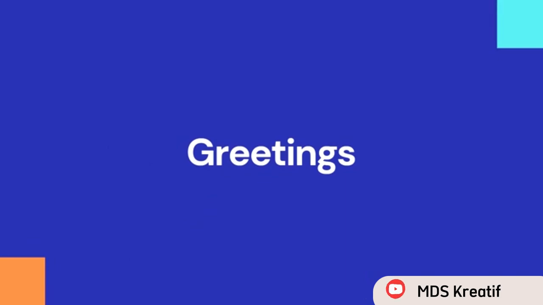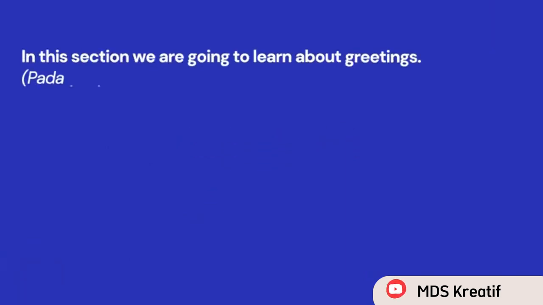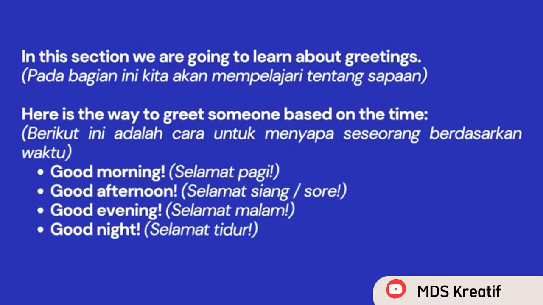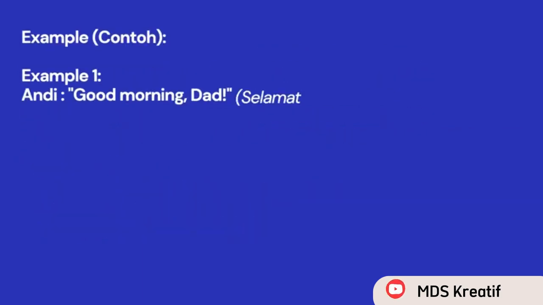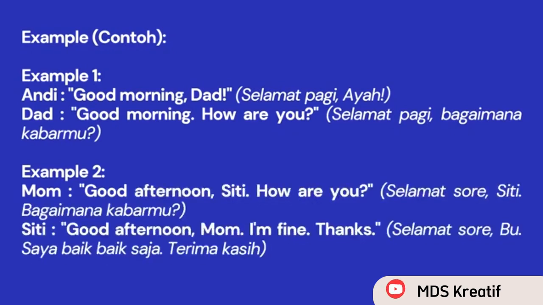Let's get started with greetings. In this section, we are going to learn about greetings. Here's the way to greet someone based on the time. Good morning, good afternoon, good evening, good night. Example, for the first example, Andy said that, "Good morning, Dad." Dad replied, "Good morning, how are you?" Second example, Mom said that, "Good afternoon, Siti, how are you?" Siti replied, "Good afternoon, Mom, I'm fine, thanks."